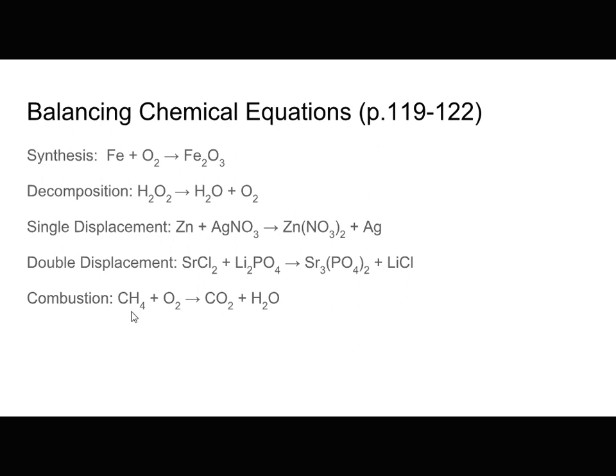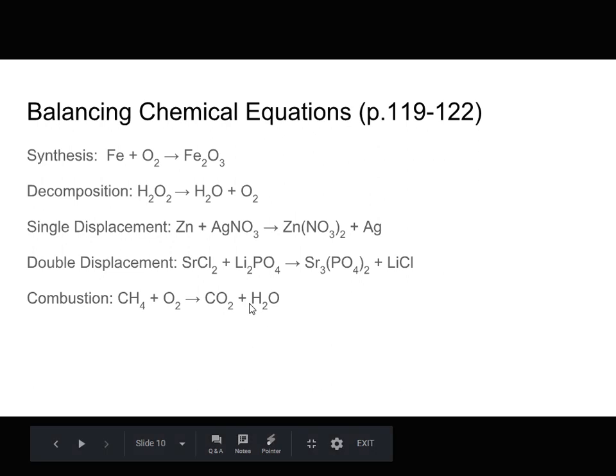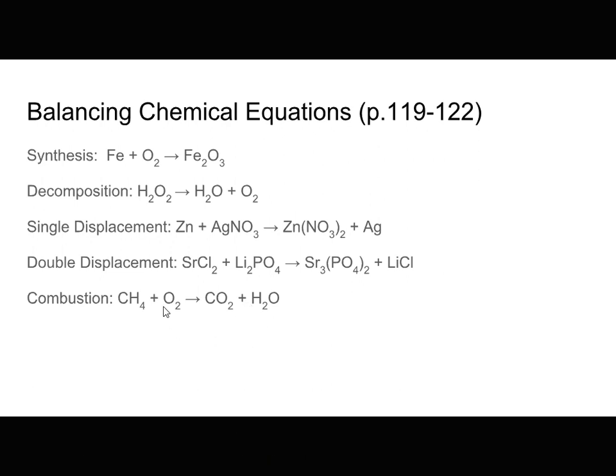Last type of reaction is a combustion reaction. A hydrocarbon, a carbon-hydrogen compound, of which you were asked to learn the naming for. This is methane. This is what comes out of our natural gas jets. Plus oxygen makes carbon dioxide and water. 4 hydrogens here. I'd put a 2 right here to give me 4 hydrogens. That gives me 4 oxygens. I'd put a 2 there, and that would be balanced as well.